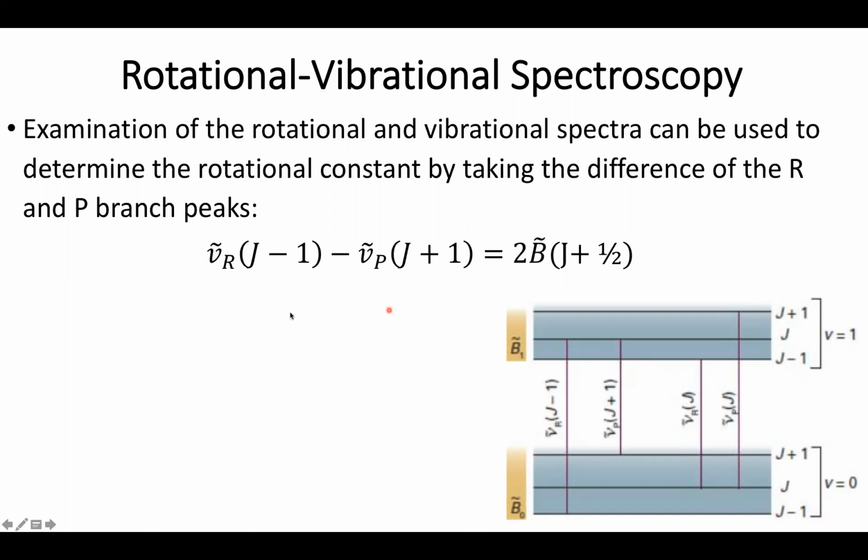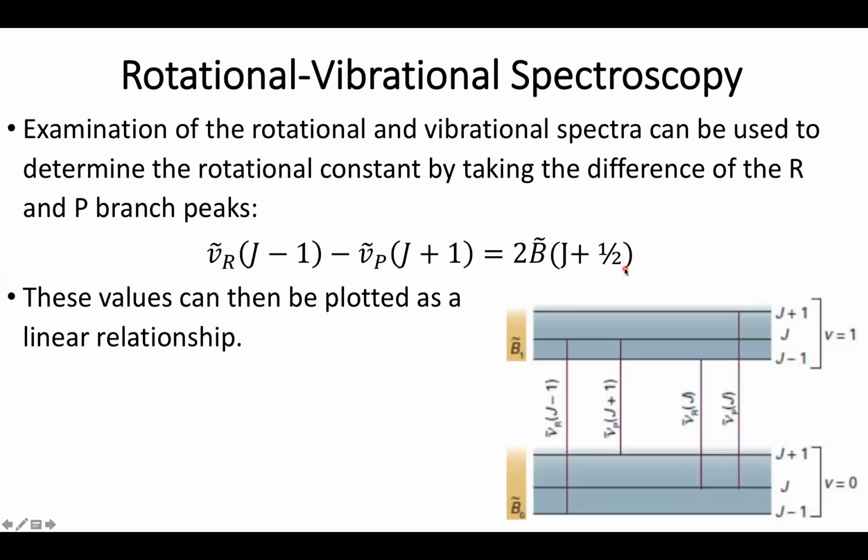So what we can do is take the difference between the R branch as it goes from the J minus 1 to the J state, and the P branch as it goes from the J plus 1 to the J state. So essentially, both of these states end at the same point. And what this means is that I can use this to get the difference between the rotational energies of my ground state. And again, this can be provided as twice the rotational constant times J plus 1/2.